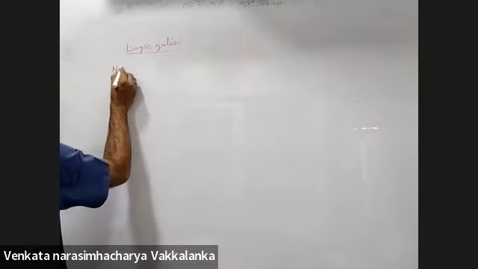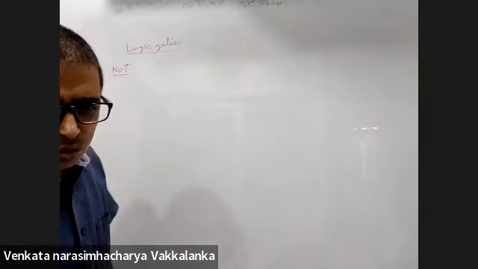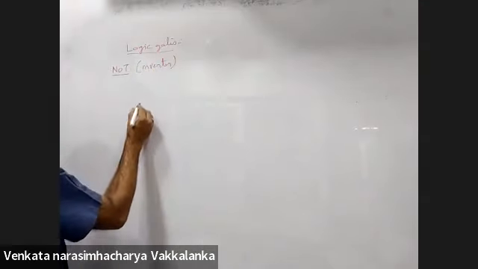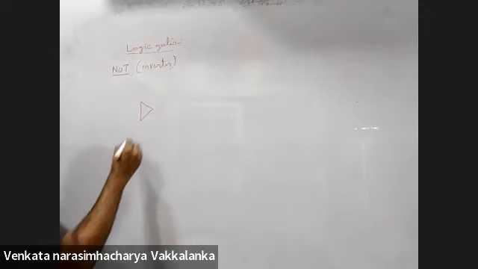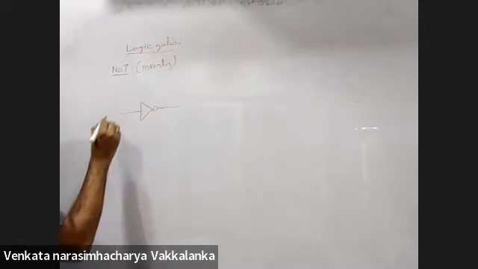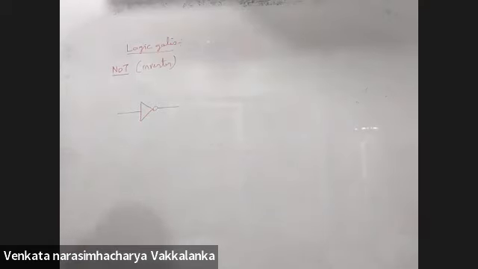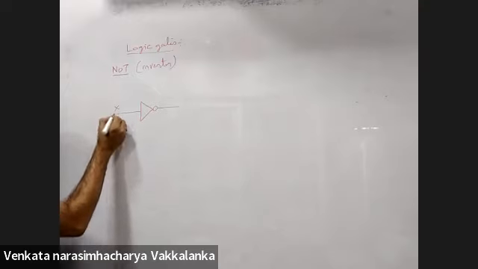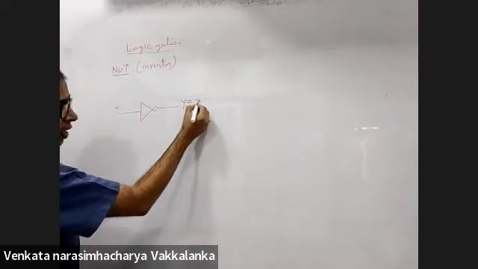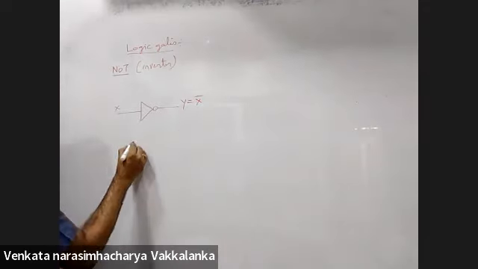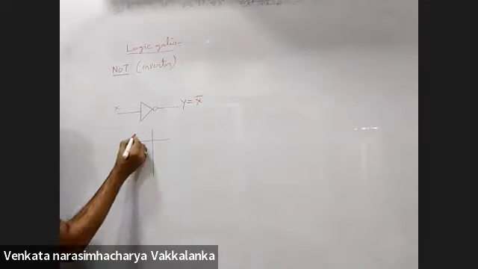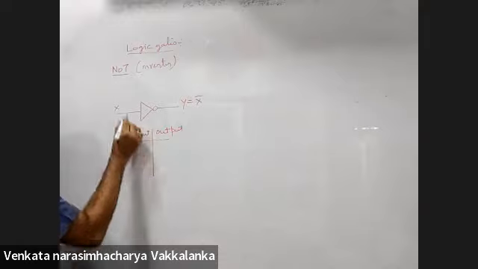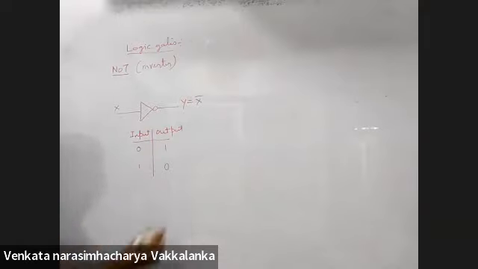First gate is a NOT gate. It is also called an inverter. Why? The first logic gate is like this. NOT gate: if the input is X, output is Y. Y is equal to X bar. Easiest possible thing: input, output. If I have 0, this will be 1. If I have 1, this will be 0.